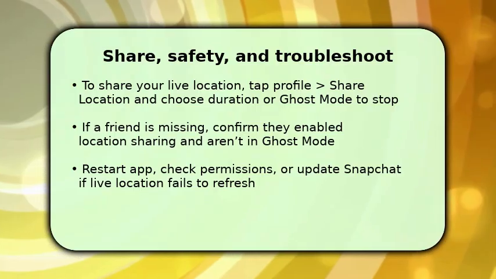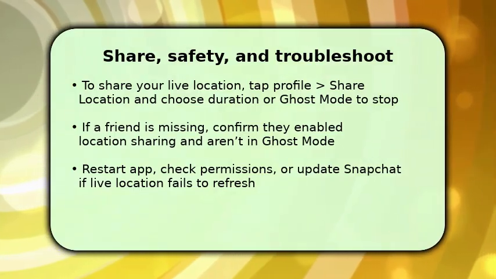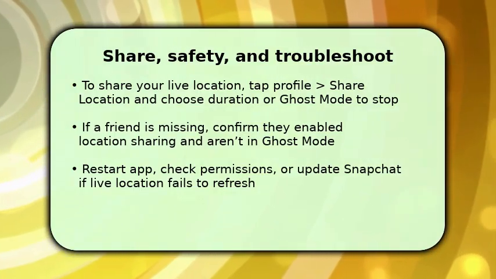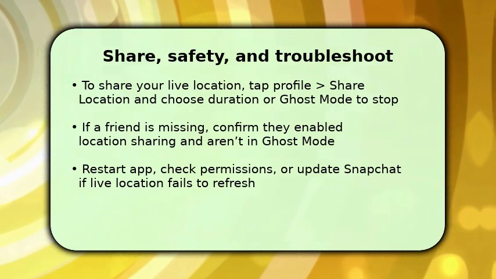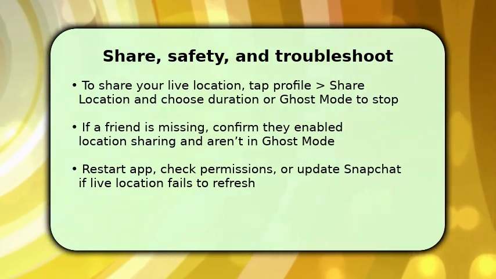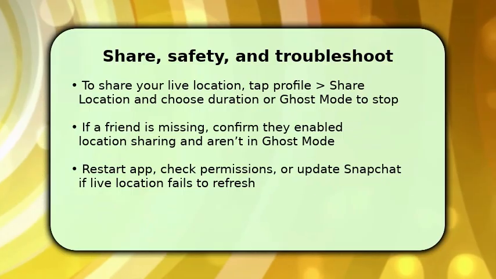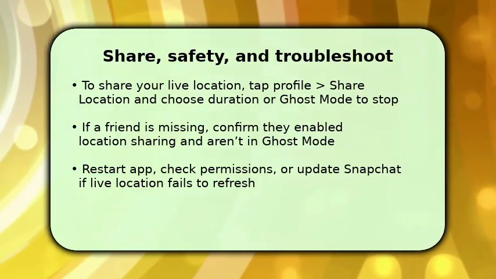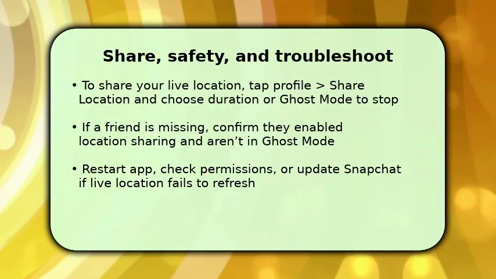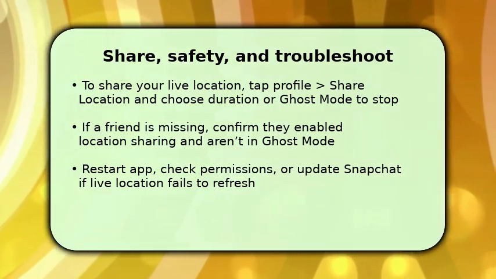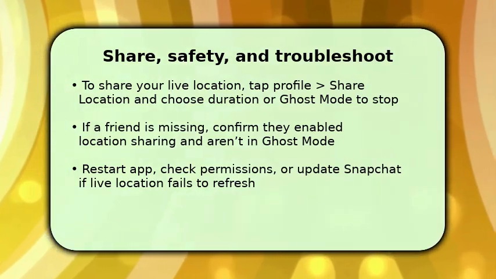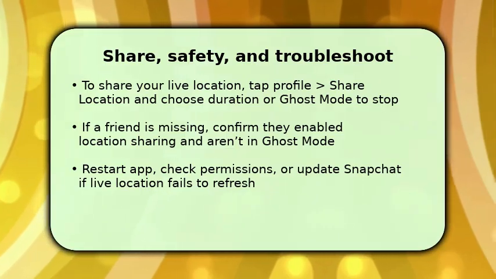To finish, if you need to share your own live location, go to your profile, tap Share Location and pick a duration or turn on Ghost Mode to stop sharing. Make sure you and your friend have mutually allowed sharing, otherwise you won't see them. If a location isn't updating, restart the app and check location permissions and battery/background refresh settings. If that fails, update Snapchat.